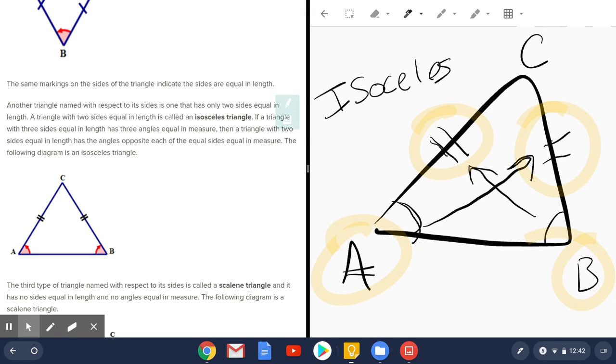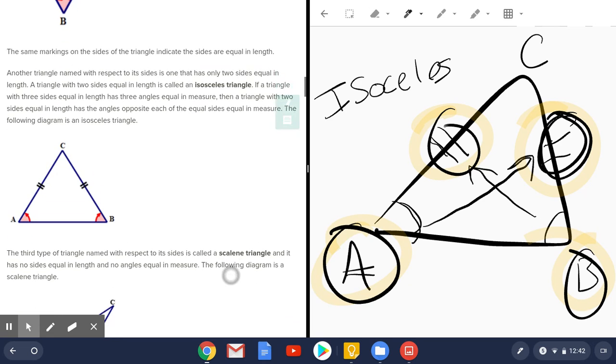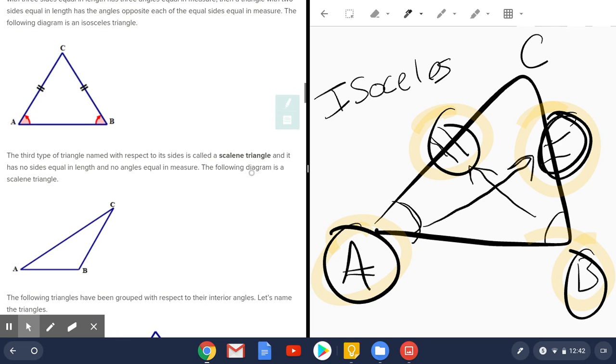If the triangle has 3 sides equal in length, it has 3 angles equal in measure. A triangle with 2 sides equal in length has the angles opposite each of the equal sides in equal measure. So we covered that already. Angle A corresponds with this side right here. Same thing for angle B and this side right here. This is what we call an isosceles triangle.